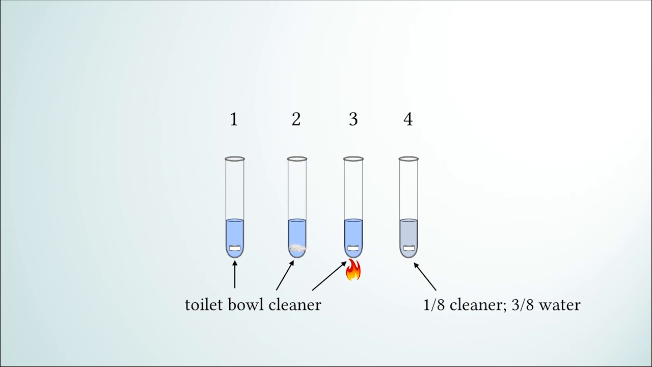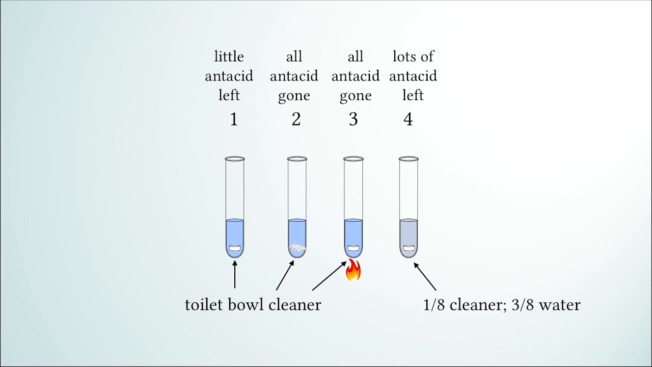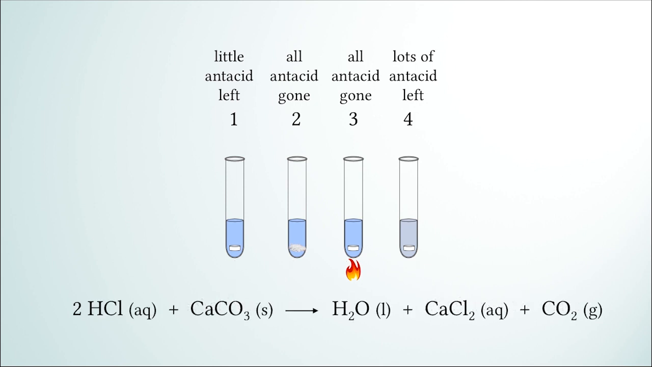Now, after you ran the reaction, test tube 1 should have only a little bit of antacid tablet left in it, but all the powdered antacid should be gone from test tube 2. All of the antacid chunk should be gone from test tube 3. Test tube 4 should still have antacid left, and a lot of it. Now let's discuss why. First, take a look at the chemical reaction that was occurring in the test tubes. Hydrochloric acid from the toilet bowl cleaner reacted with calcium carbonate from the antacid tablet and produced water, calcium chloride, and carbon dioxide gas. The bubbles coming out of the solution in the test tubes were the carbon dioxide gas.